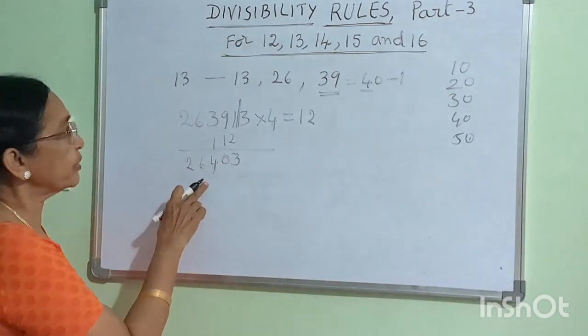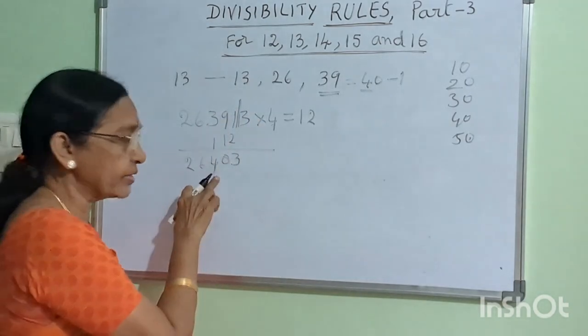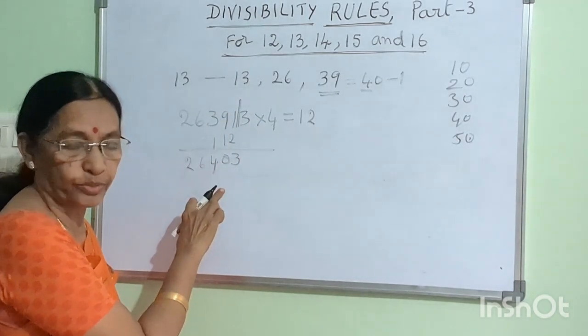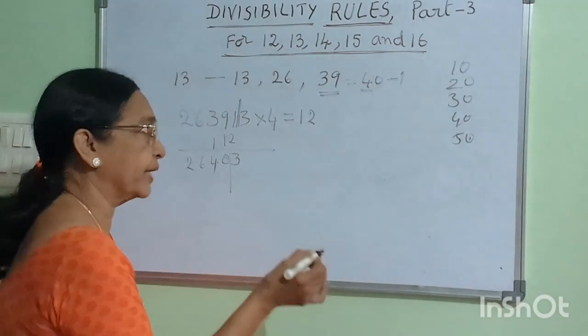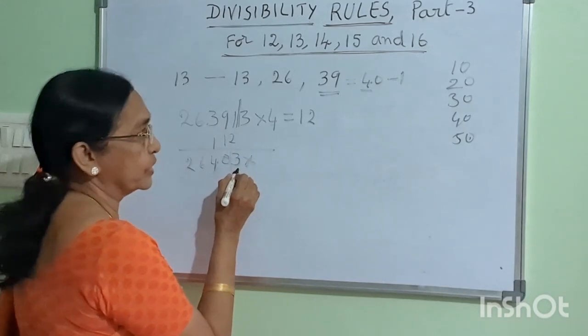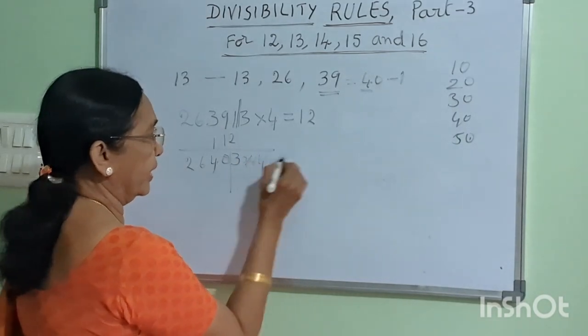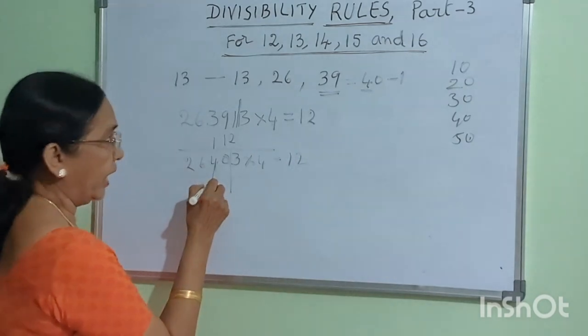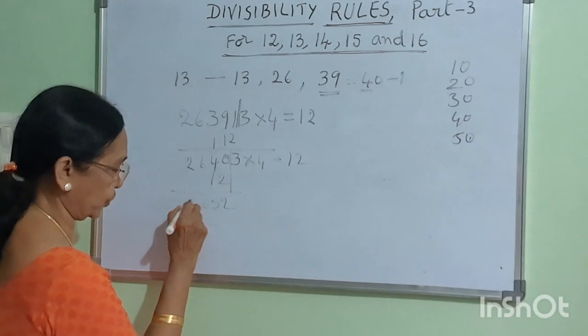If it is divisible by 13, the whole number is divisible by 13. But we can't say whether this is divisible by 13 or not. So separate the units place and again apply the same rule. Multiply the units place digit by 4. Again it is the same number 12. Add 12. We get 2562.